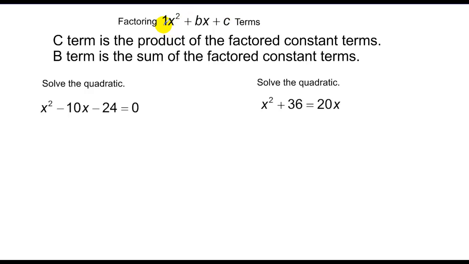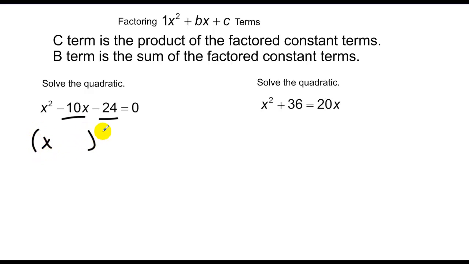So when I have a quadratic in the form 1x squared plus bx plus c, the c term is the product of the factored constant terms. The b term is the sum of the factored constant terms. So let's do a couple real quick. This guy, we want to know what multiplies to -24 and adds to 10.